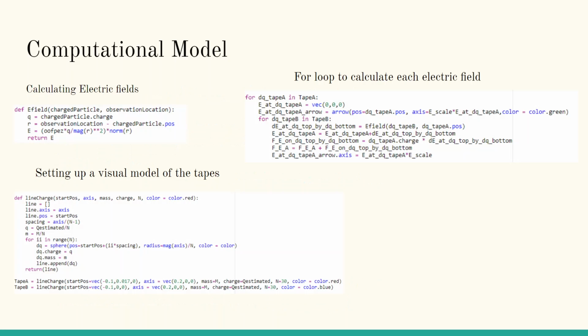Here's some of our code that we use in order to calculate certain values. The first one is the function that we use to calculate the electric field. The second one is the function that we use to set up the visual model of the tapes, which creates spheres and lines in order to see the line of point charges. Finally, there's a nested for loop to calculate each electric field due to each point on the bottom tape onto the top tape. And then we use the concept of superposition to add it up and find the net electric field from the bottom to the top tape.